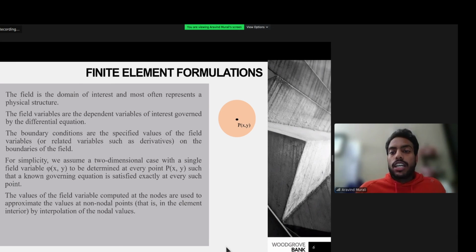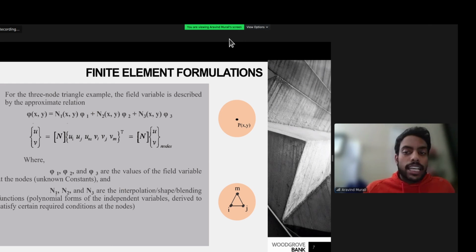The field or element is considered to be the domain of interest, in which the unknown variables are represented in the form of differential equations. Initially, let us assume a 2D case where a single field variable phi of x comma y is determined at every point such that the governing equation will be satisfied similarly at every point of the body. The point means the node of the finite element.